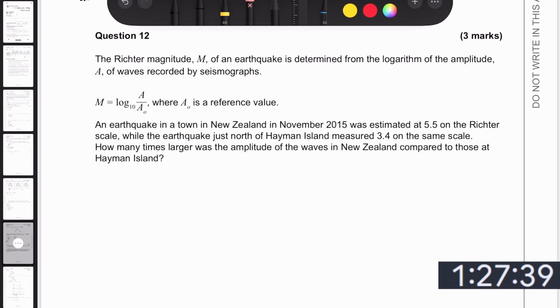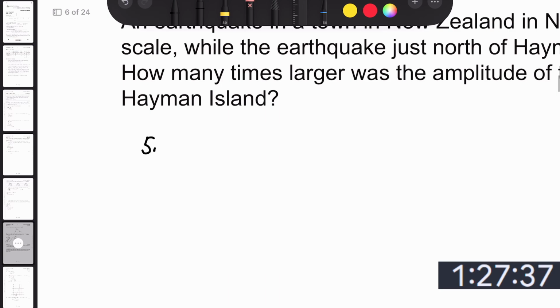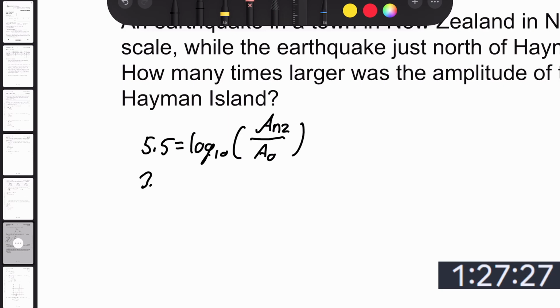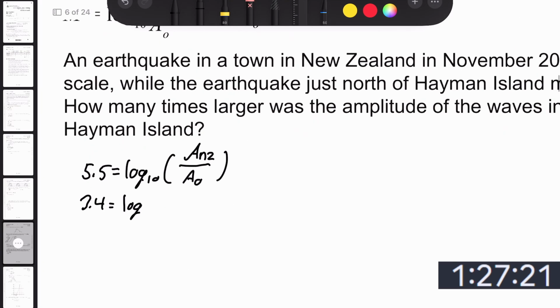So I'm gonna say that 5.5 is going to be equal to log 10, I'm going to call this A of NZ over A0. And then, what is it, 3.4? Same scale, yep. So log 10 A, I'm going to say that for Hayman Islands, just AH. Oh, I hate how my pen squeaks because my palm's getting sweaty.